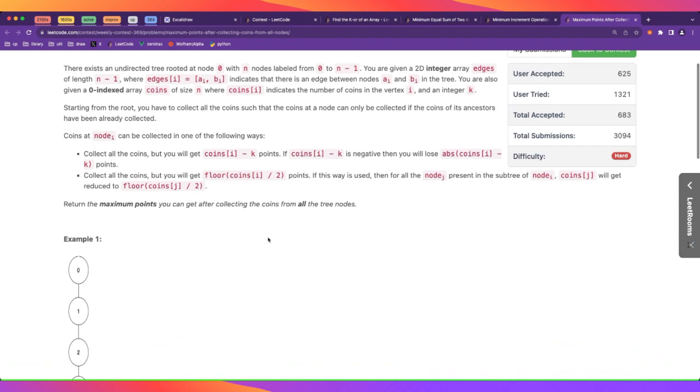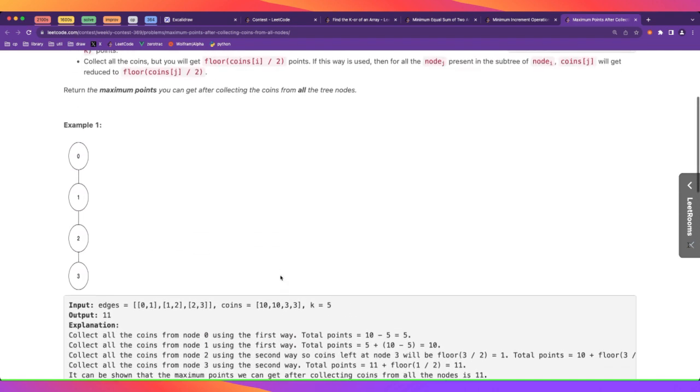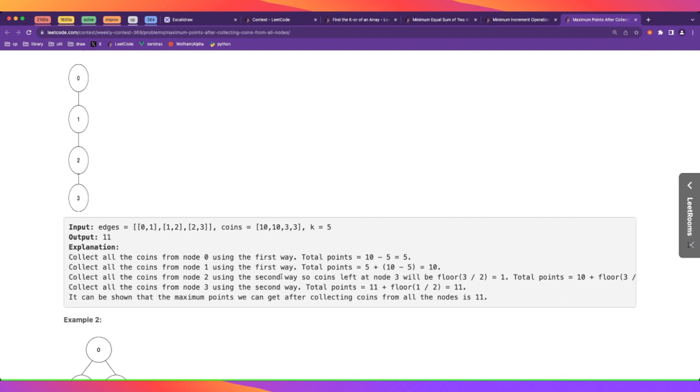Because the path from the root to the current node could have all the nodes. If it's a long path, it could have up to 10 to the 5 nodes, and so the number of subproblems will be determined by the current node, which is 10 to the 5, and then all the times that you used the second way, and that would be quadratic, and it would be too slow. There would be too many subproblems to solve.